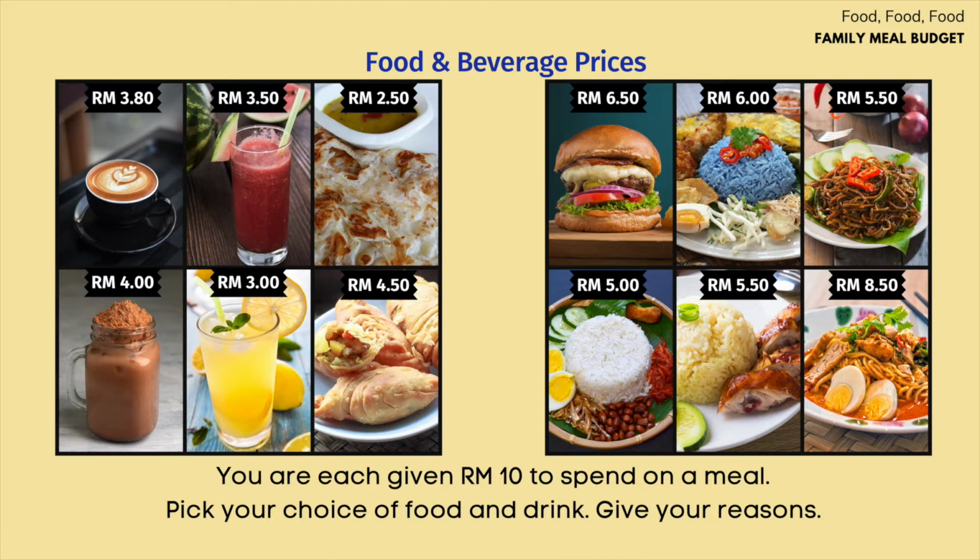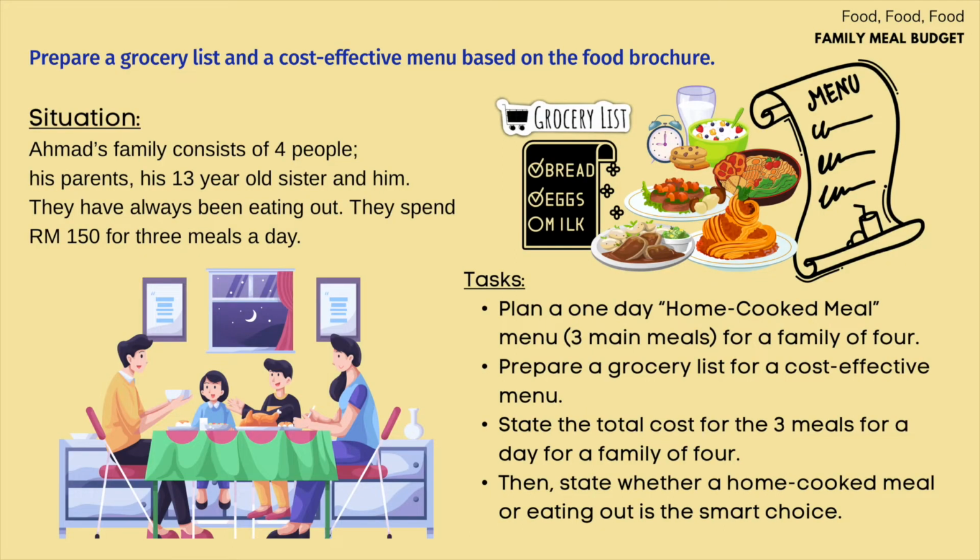For the main activity, pupils sit in pairs. Teacher displays the situation and the task on the board and explains. Situation: Ahmad's family consists of 4 people: his parents, his 13-year-old sister, and him. They have always been eating out. They spend 150 ringgit on 3 meals a day.